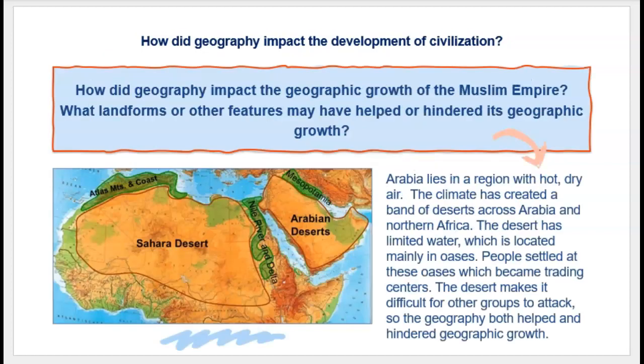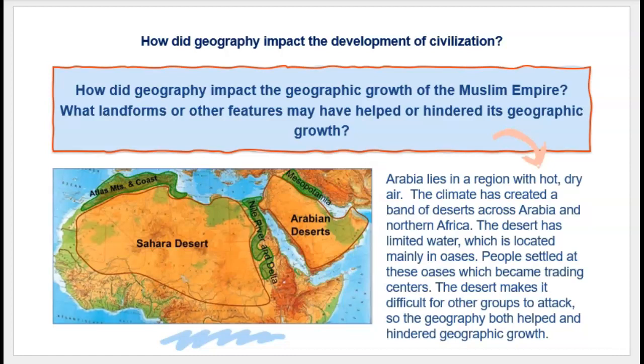And then the last question there, question number 6, how did geography impact the geographic growth of the Muslim Empire? What landforms or other features may have helped or hindered its geographic growth? And hindered means was against it. So what helped or didn't help or stop its geographic growth?